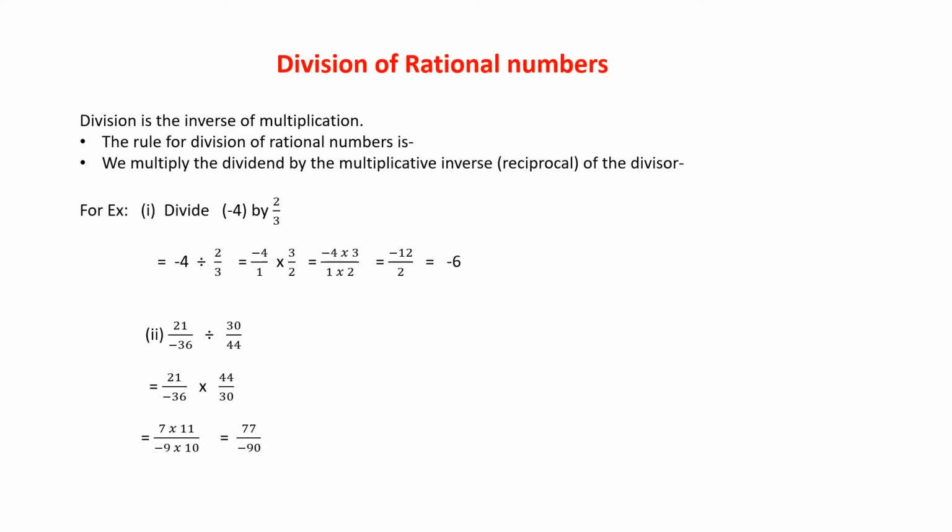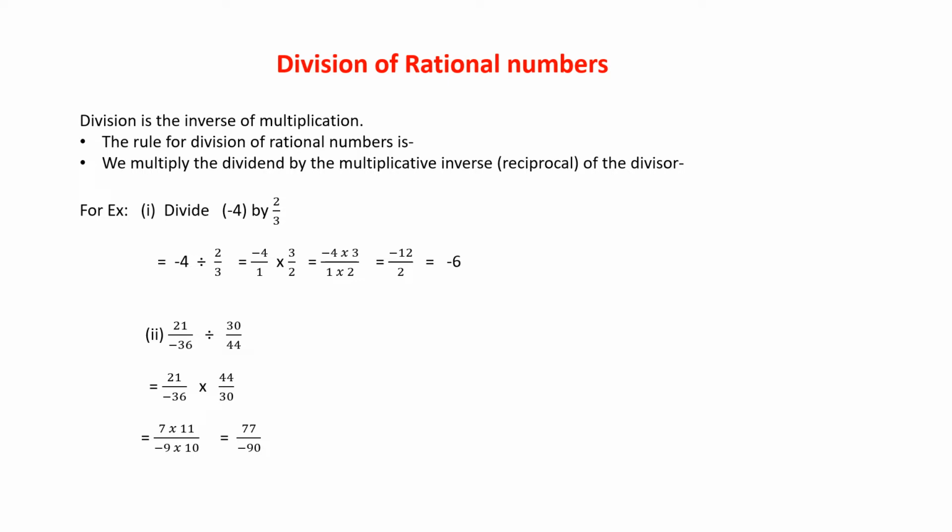One more example, children. 21 upon minus 36 divided by 30 upon 44. So according to the rule of division, we change the divide sign into multiply and we write the reciprocal of the divisor. Here the divisor is 30 upon 44. So 21 upon minus 36 multiply 44 upon 30.